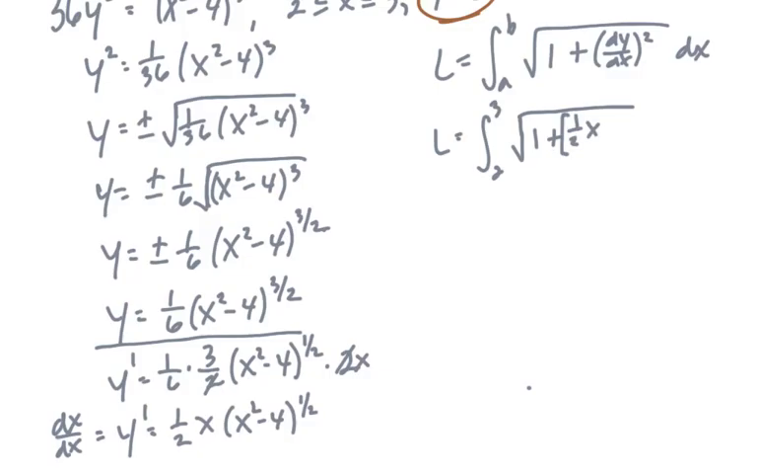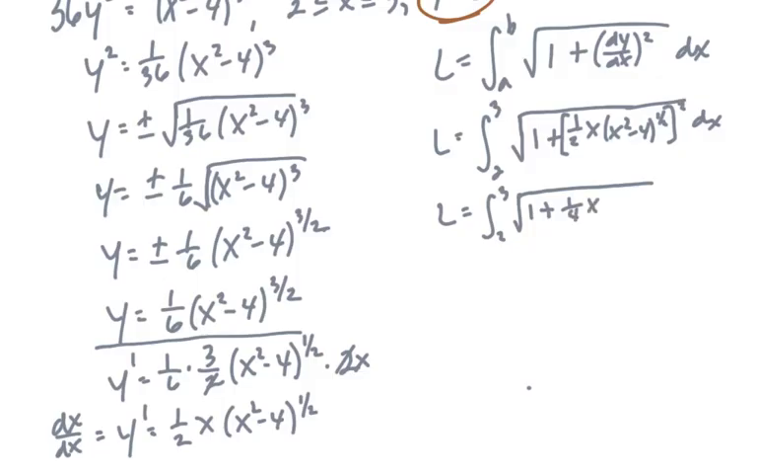We have a bracket here: 1/2 x, parentheses x squared minus 4 to the 1/2 quantity squared with respect to x. So this means we have the integral from 2 to 3 of the square root of 1 plus, now that's all one term, so 1/2 squared is 1/4, and then we have x squared, and when we square that square root, we just have x squared minus 4 dx. Think about the fact that this is all one term, so you can square it piece by piece.